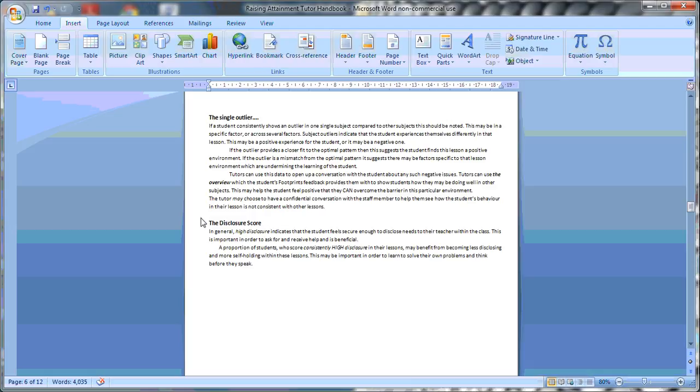And finally, we just want to flag up that the disclosure score, which is the first of the factors that we get reported on, is very significant. And the willingness of students to disclose the questions, the doubts, the needs, uncertainties that they have in their lessons is the most important indicator of whether the student is going to be able to access learning.